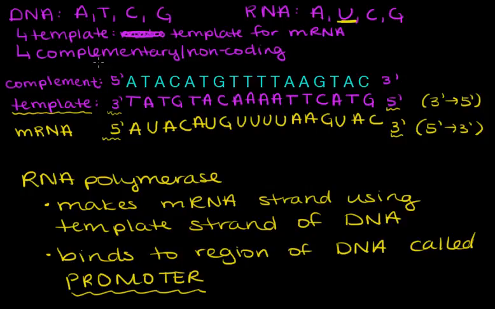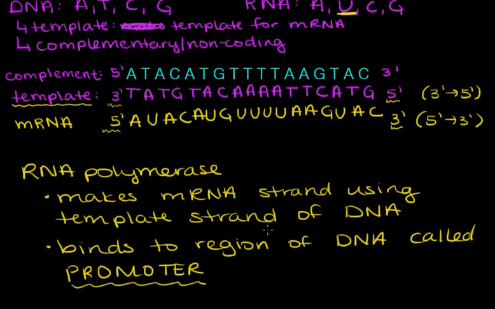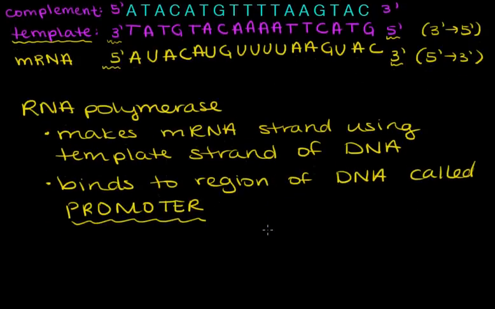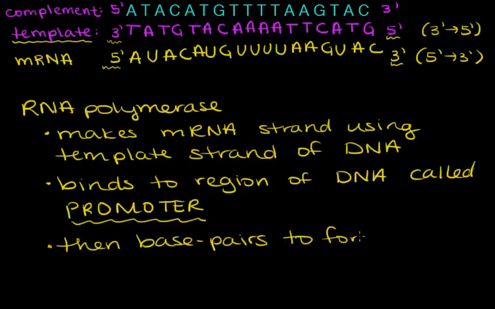Okay. After it binds to the promoter, then it base pairs all the way down until it basically falls off. Then base pairs to form mRNA. Okay, so that's what we did here. And it'll eventually fall off.